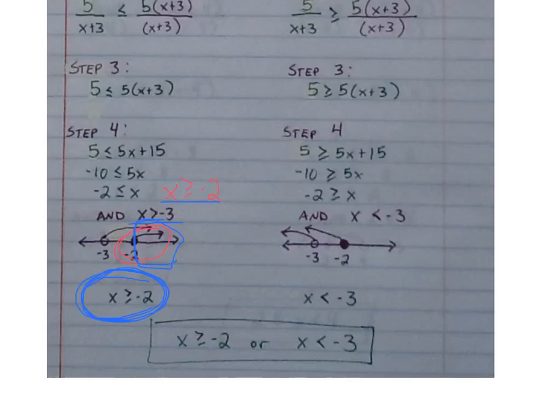In case 2, we do the same process. We solve it down. In this case, we wind up getting x is less than or equal to negative 2. So we graph that on a number line. And then our case was assuming that the denominator was negative. So we graph the x is less than negative 3. And we want to grab the condition where both of those are true. And that's only true when x is less than negative 3.